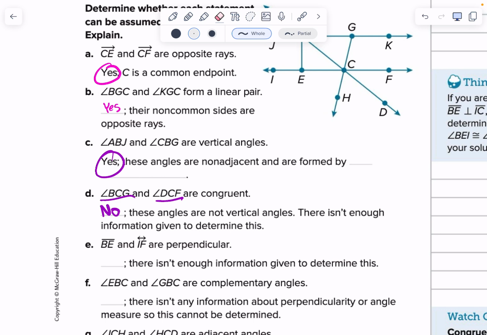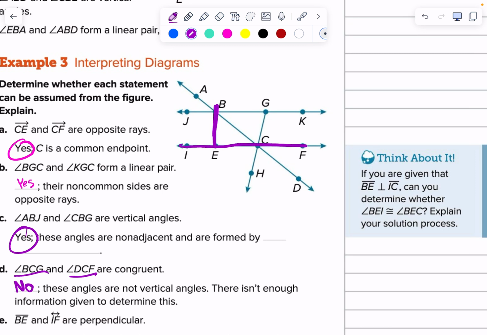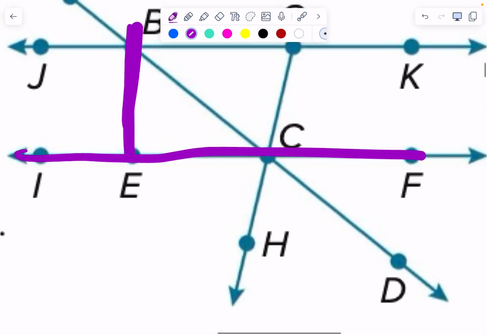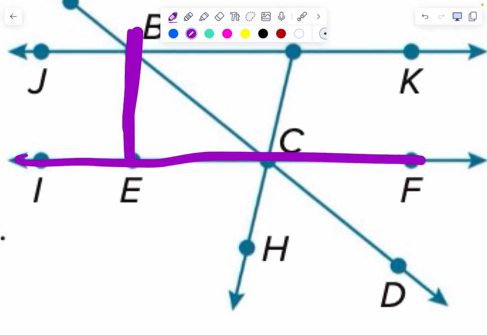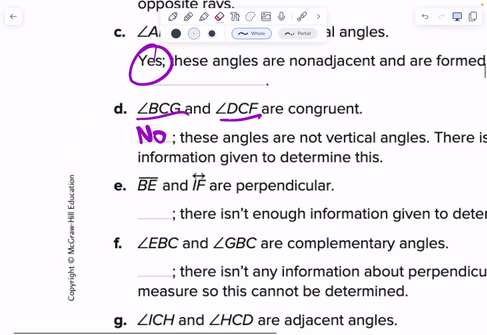All right, BE and IF are perpendicular. BE, this guy right here, and IF are perpendicular. Do we know that for sure? Yes, it's a T. But they don't have it marked. It could be slightly this way, right? We don't know for sure. We cannot assume that those are 90 degrees unless they put the little box there. So no, we cannot assume that. There's not enough information given.